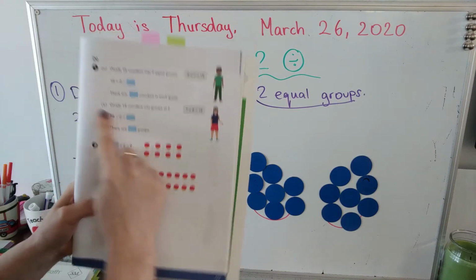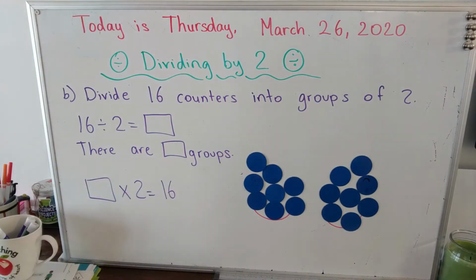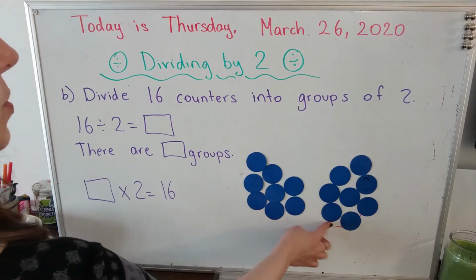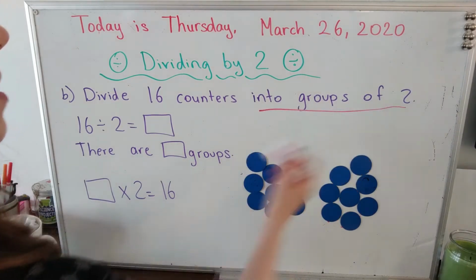Let's look at letter B. Letter B is asking you to divide 16 counters into groups of 2, not into 2 groups. So in letter A, we made 2 groups using 16 counters. Now we're not going to make 2 groups. We don't know how many groups we are going to have, but we do know in each group we want there to be 2. That's why it says into groups of 2.